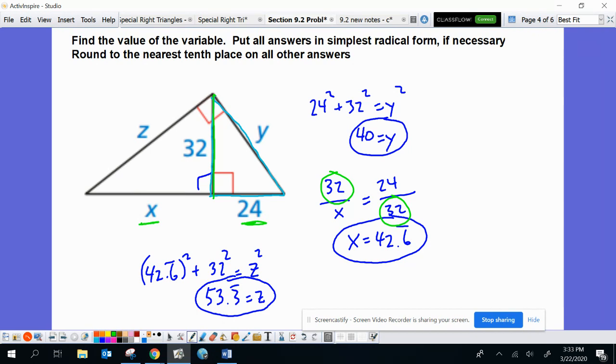It's important to note, keep that on the calculator. You square that value, plus 32 squared equals z squared, as I've got the right triangle there. Z is the hypotenuse, 53.3 repeating.